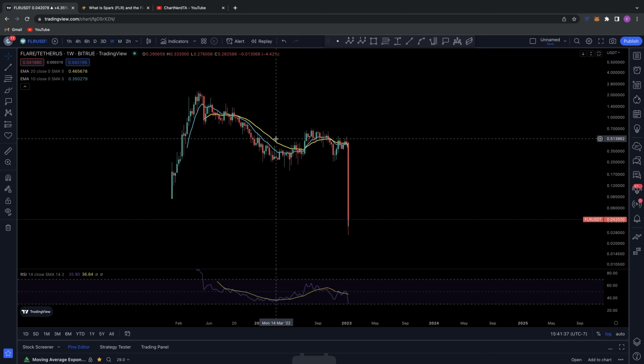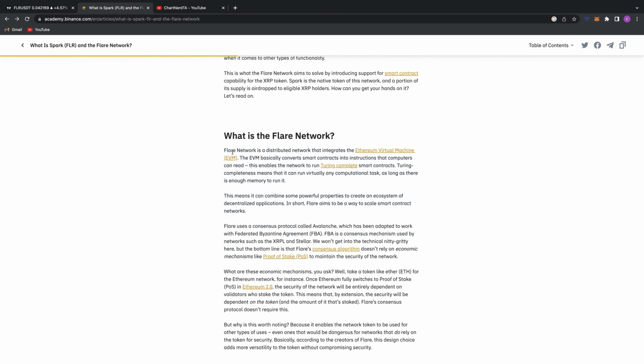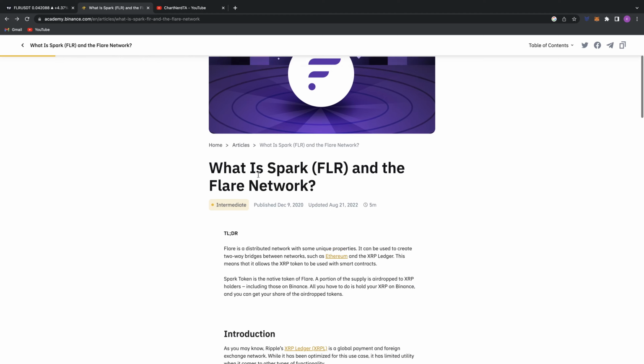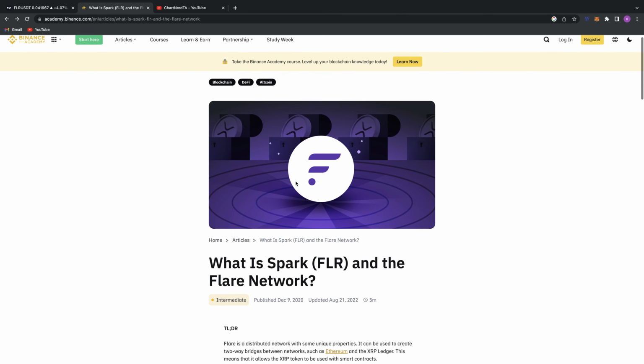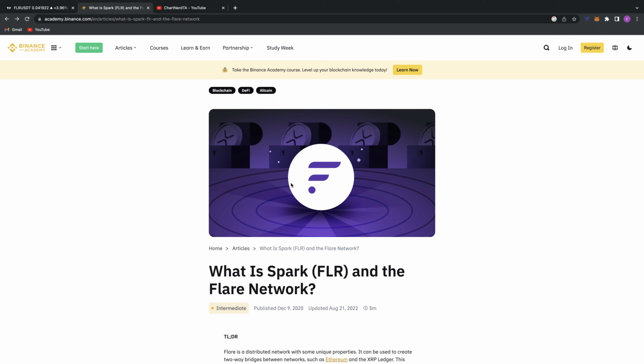It's cross-chain interoperability between Ethereum and XRP, for example. A little bit more about it here. FLR network is a distributed network that integrates the EVM, the Ethereum virtual machine. It basically converts smart contracts into instructions that computers can read, and it enables the network to run Turing complete smart contracts. It means that it can run virtually any computational task as long as there is enough memory to run it. So it links the chains together. It's the bridge between the two chains, and it's the intermediary between them, so to speak.